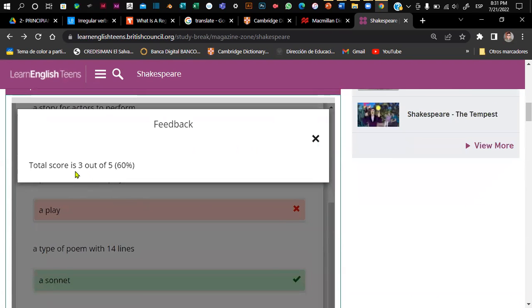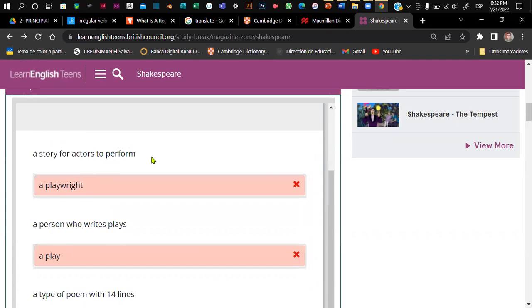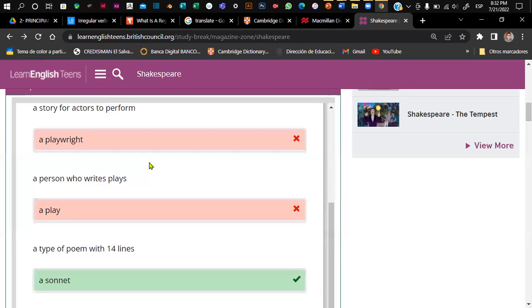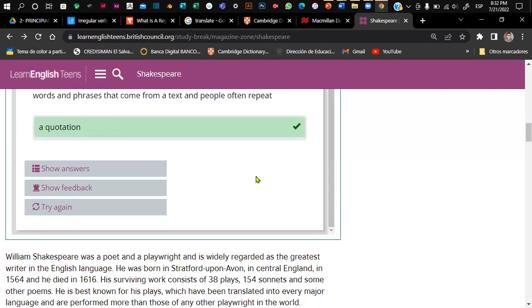Oh, total score 3 out of five. Only 3 correct and 2 incorrect. Okay. The first two, do you see? They are in the incorrect place. A story for actors to perform is a play. And a person who writes plays, a playwright. Correct. That is what happens.